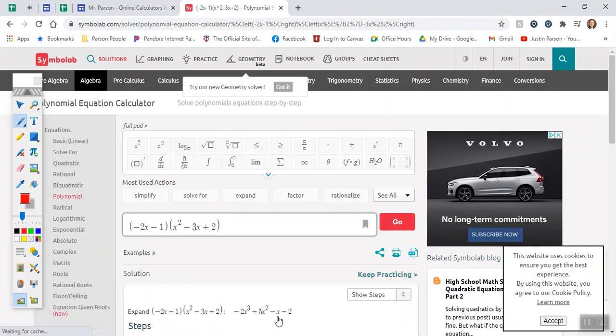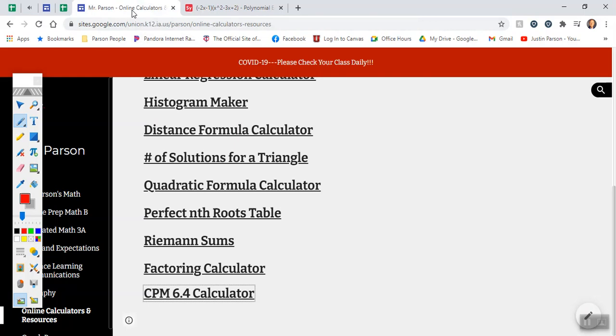Guys, what do we get here for an answer? Negative 2x cubed plus 5x squared minus x minus 2. Okay, does everybody get where I'm getting these multiplied out at? I could make you multiply them all out, or you can use this tool. What do you think? This a little better? Yeah. Okay. How do you get to that? So it's right here, and you're going to click on the CPM 6.4 calculator there, okay? Good with that? Yeah. Okay.